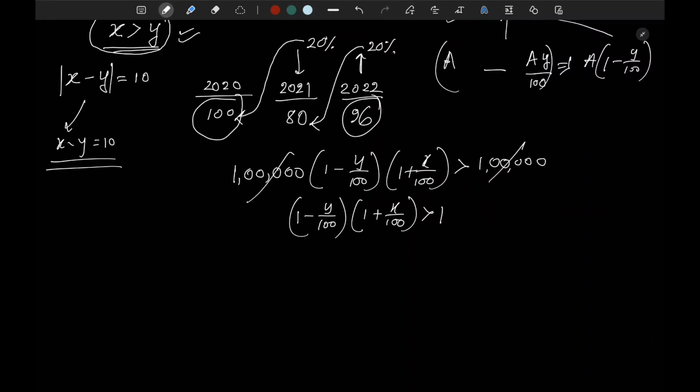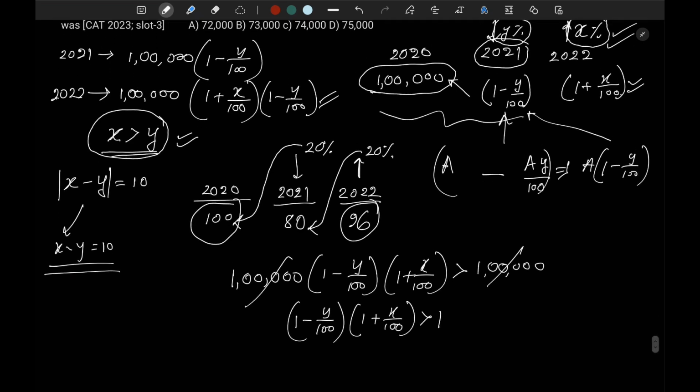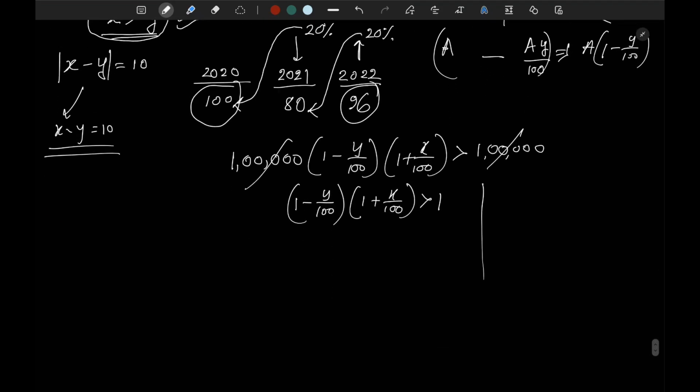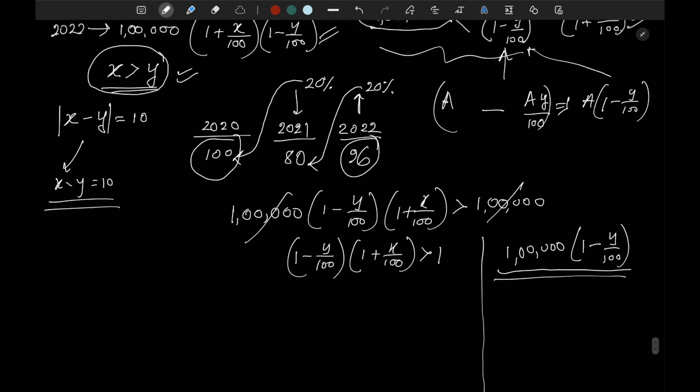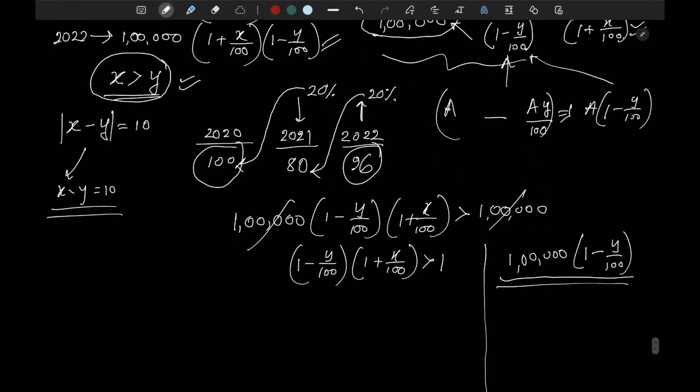They have asked us to find out what? Let's look back at the question. They have asked us to find out the lowest possible population of the town in 2021. So in 2021 the population was 1 minus y by 100, right? We have to find the minimum value, the lowest possible population. So we have to find the minimum value of this, and for that we need y. So we will replace x in this equation by y from here.